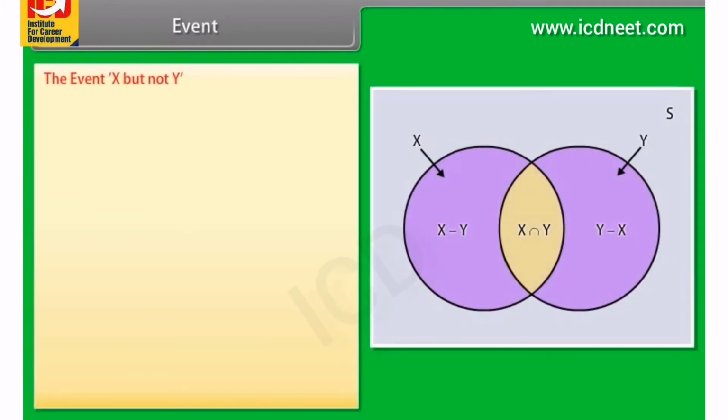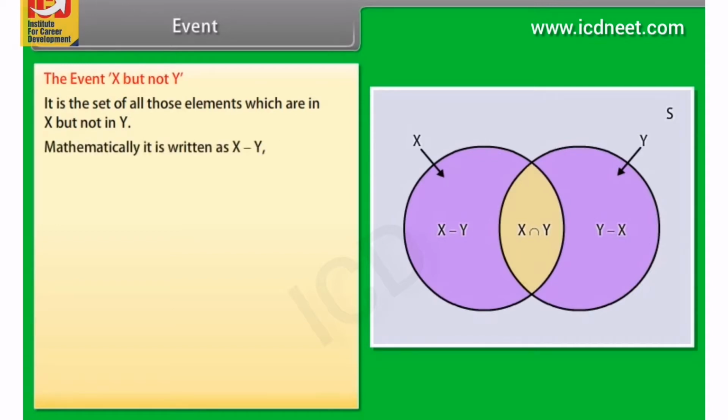The event X but not Y is the set of all those elements which are in X but not in Y. Mathematically, it is written as X minus Y, and X minus Y is equal to X intersection Y dash. To understand it, let's take an example.